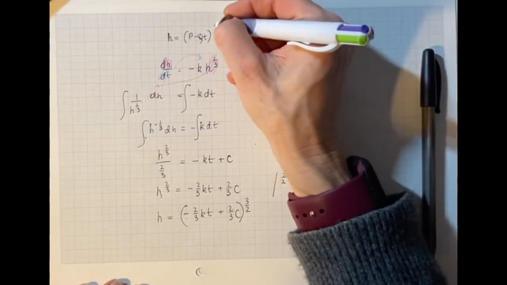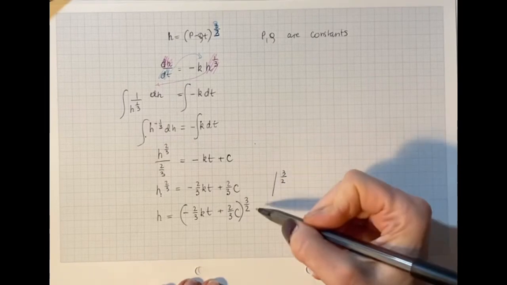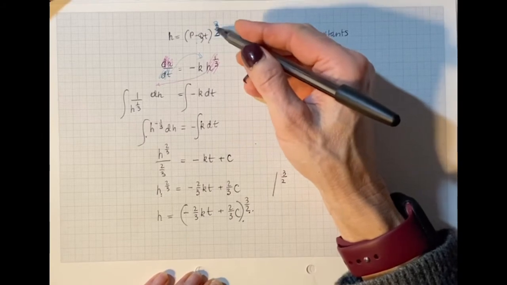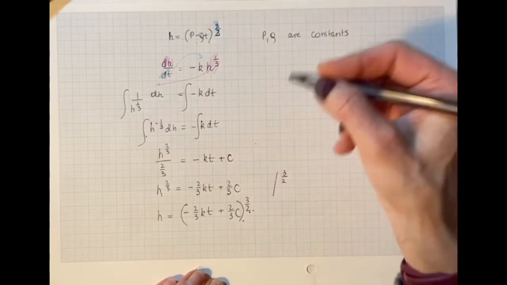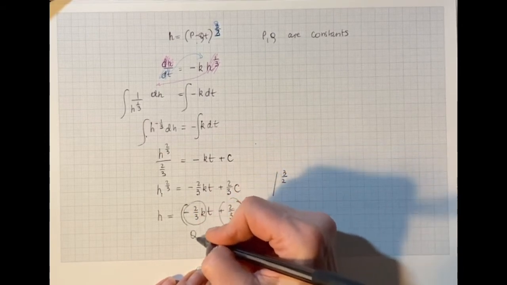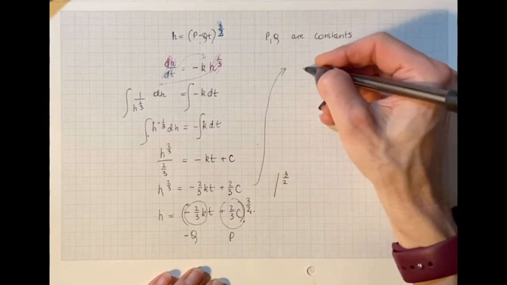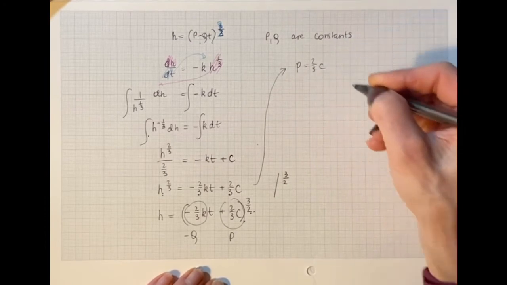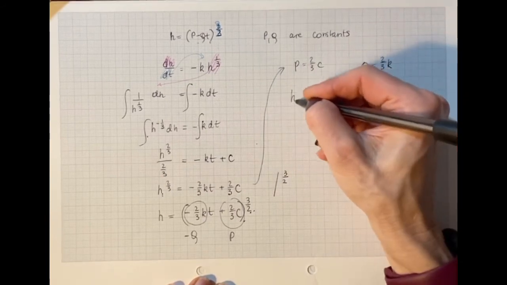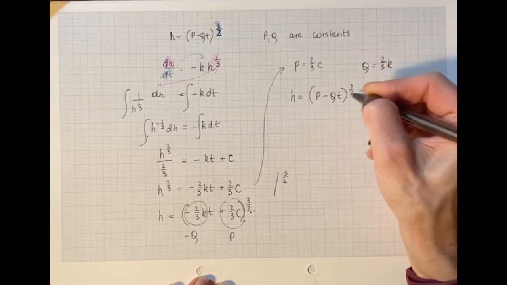Yeah, and I think I've misread it, that 2/3 doesn't make sense. Should put my glasses on. Okay, so 3 over 2. Now, what's different here? Well, we've got a bracket with the same power, 3 over 2. And they've got some p, so we'll call that p, and that q, with a minus, obviously. So we can write it as p is equal to 2/3 of c, that initial constant that we used, and q is equal to 2/3 of k. We'll have h is equal to p minus qt to the power of 3 over 2 as required.